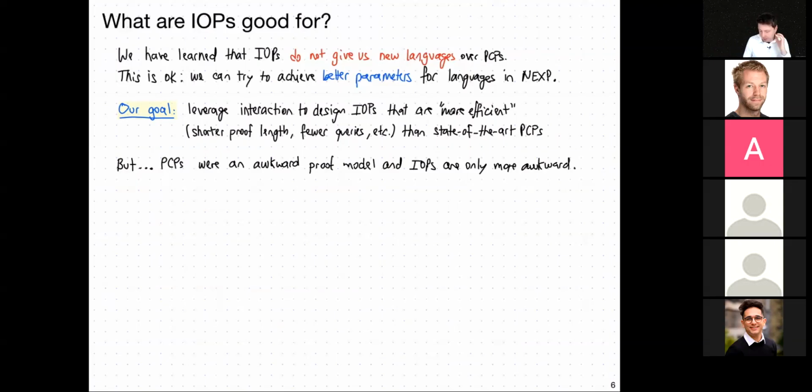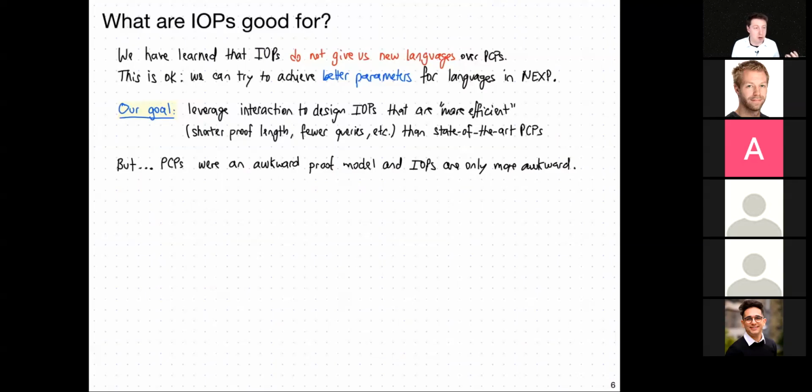But here's an issue: PCPs were already an awkward proof model, in the sense that if you want to try to use a PCP, it's kind of weird, right? You have this oracle, the verifier has to have access to it. If you send it, then you're sending even more information than the original computation, right? And how's the verifier going to receive it? By the time it's done receiving it, you might as well have read it. So this query model is an idealization that doesn't really exist in the real world.